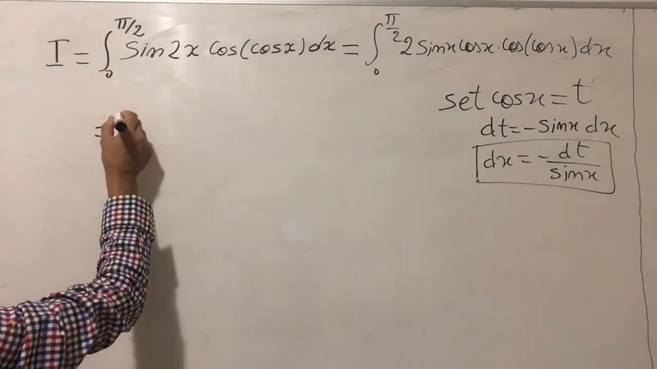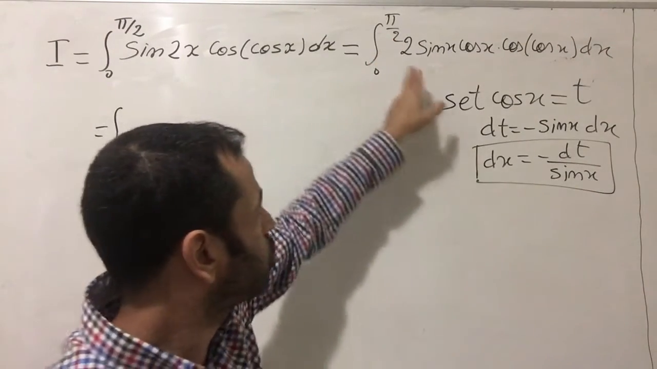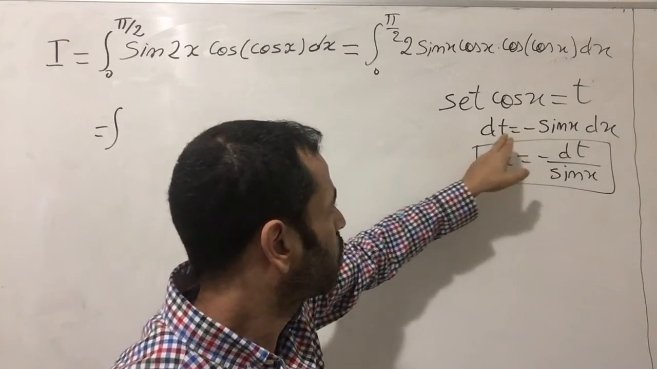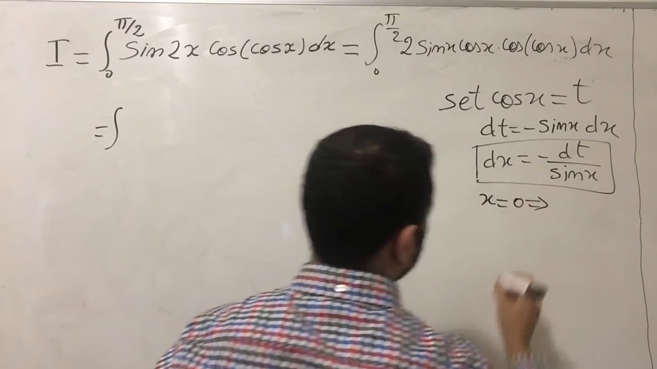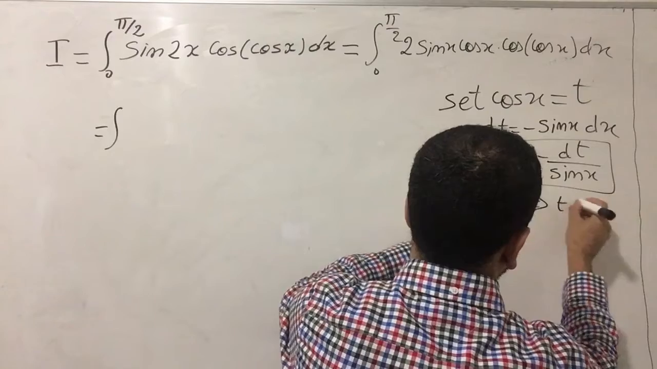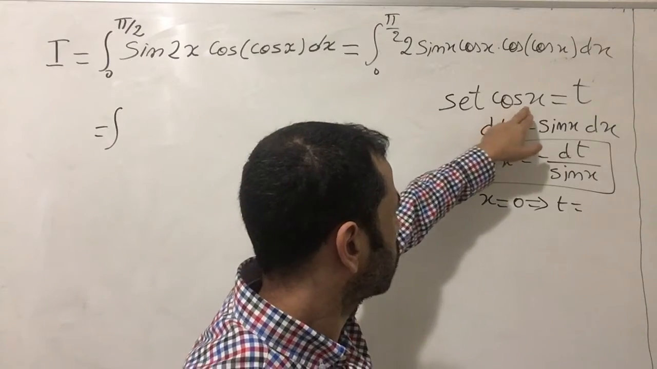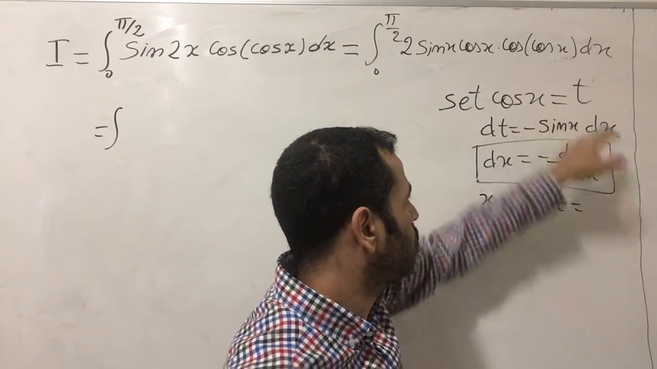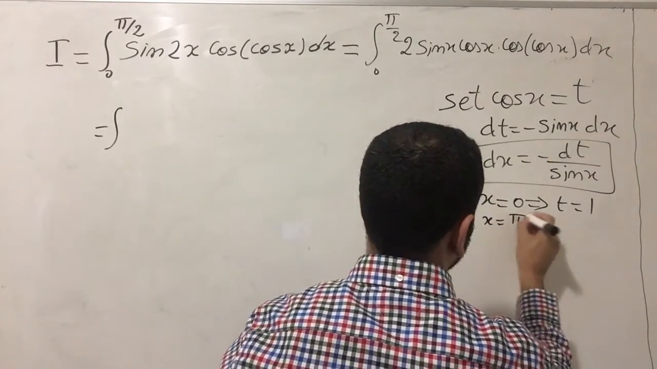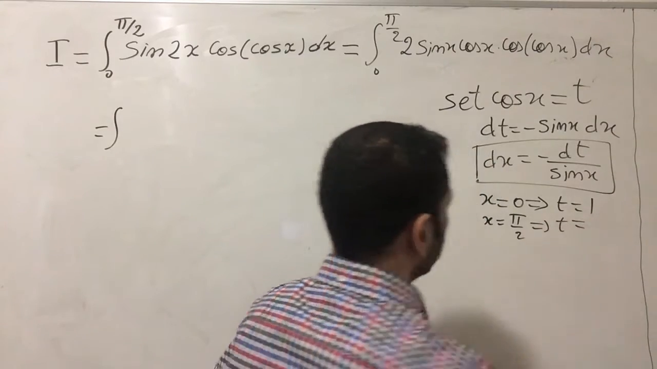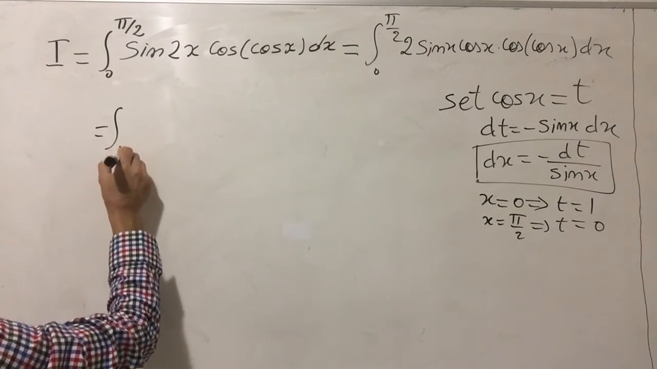Another thing to notice here, we have bounds from 0 to pi over 2. Now I have to change these bounds in terms of t. As you see here, we have x equal to 0. This implies t equal to cosine 0, which is 1. If you replace x by pi over 2, you will have t equal to 0. So my bounds are from 1 to 0.